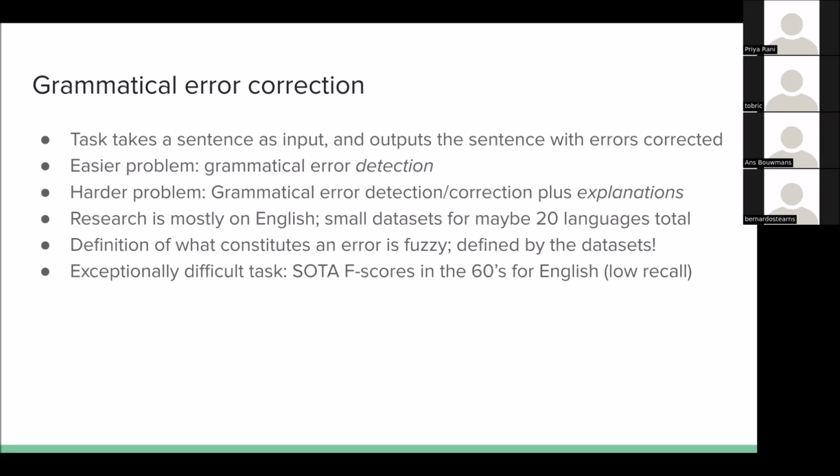This is a very challenging problem. If you look at the state of the art for English, where there's lots of data, relatively speaking, the state of the art scores are in the 60th percentile for F scores. Basically, the issue is that the recall of these systems is very, very low, which means that there are often errors in a text that these systems just don't detect.